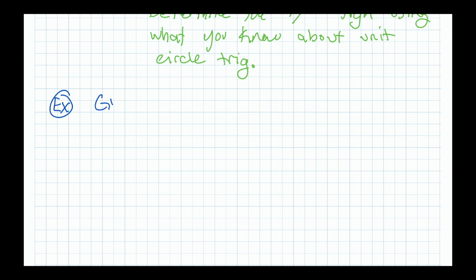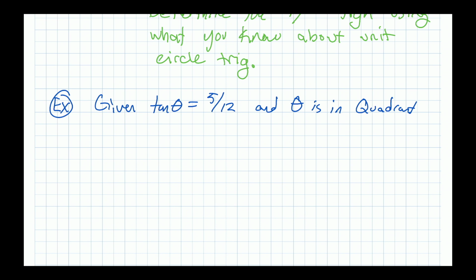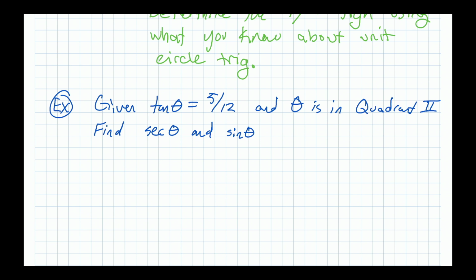Given tangent theta equals 5 over 12 and theta is in quadrant 2. Okay, there's a typo here. I already have to fix it. Theta is in quadrant 2. Find secant theta and sine theta. Okay, so the typo was I need a minus sign here. So tangent is negative 5 over 12, not positive 5 over 12.